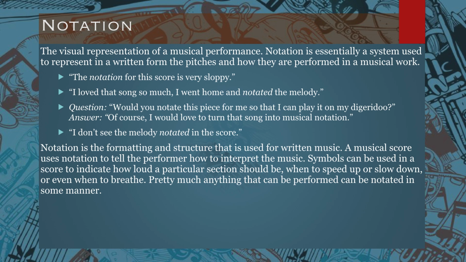Notation is essentially the formatting and structure that is used for written music. A musical score uses notation to tell the performer how to interpret the music. Symbols can be used in a score to indicate how loud a particular section should be, when to speed up or slow down, or even when to breathe. Pretty much anything that can be performed can be notated in some manner.